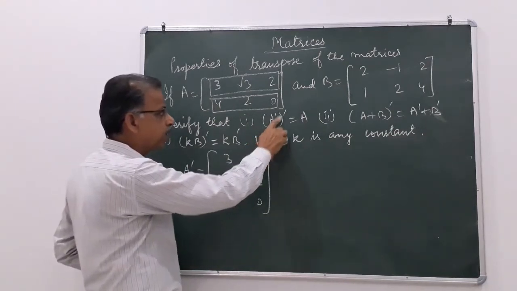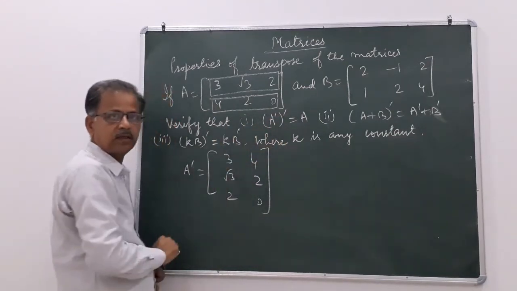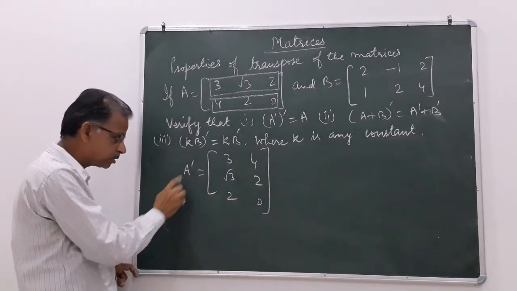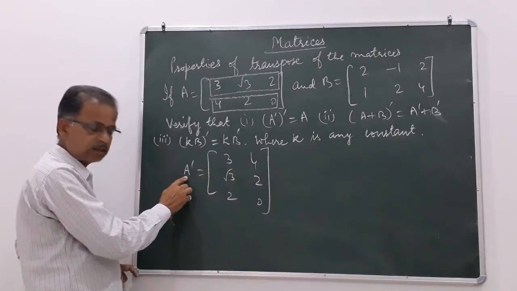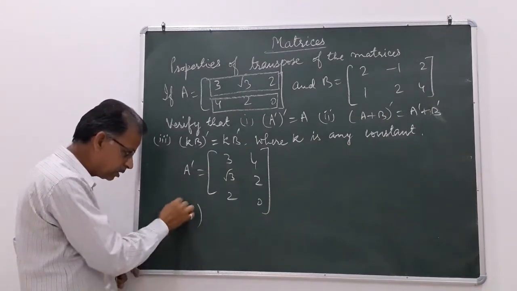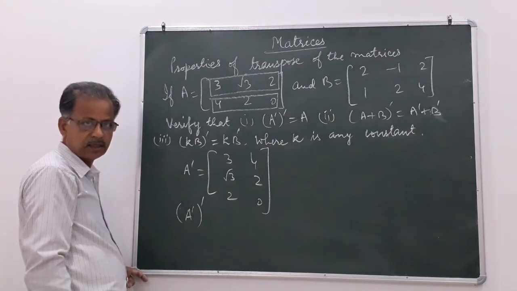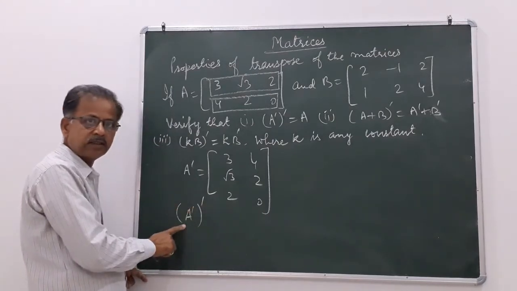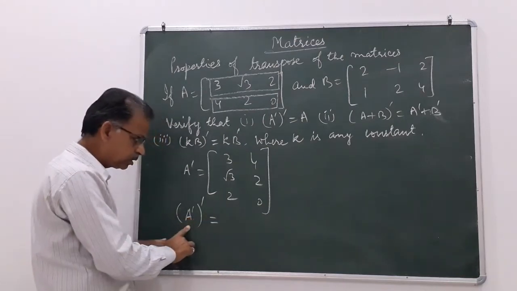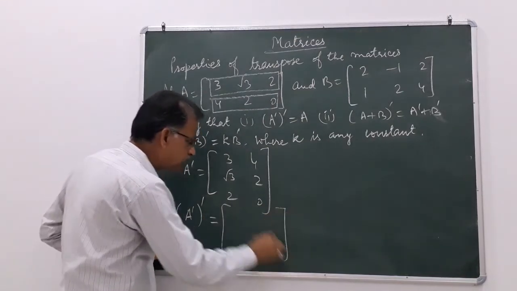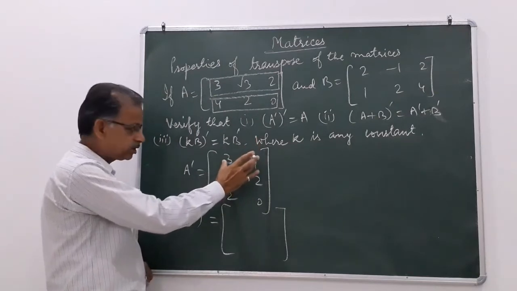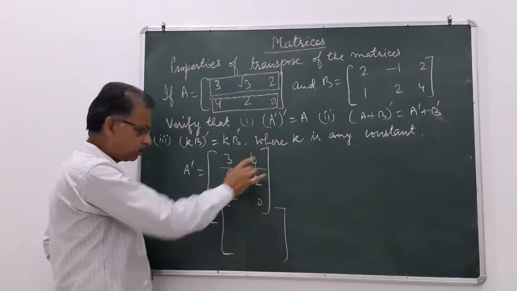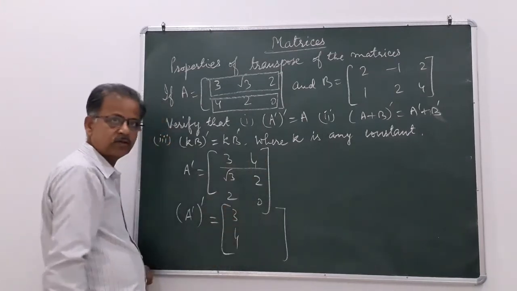Here we have to find transpose of A dash. It means again we have to find transpose of this matrix. To write transpose of A dash, we will write A dash and then again we write dash. It will represent transpose of matrix A. To obtain this matrix, we will interchange rows and columns of this matrix. Here first row is 3, 4. We make it as first column.